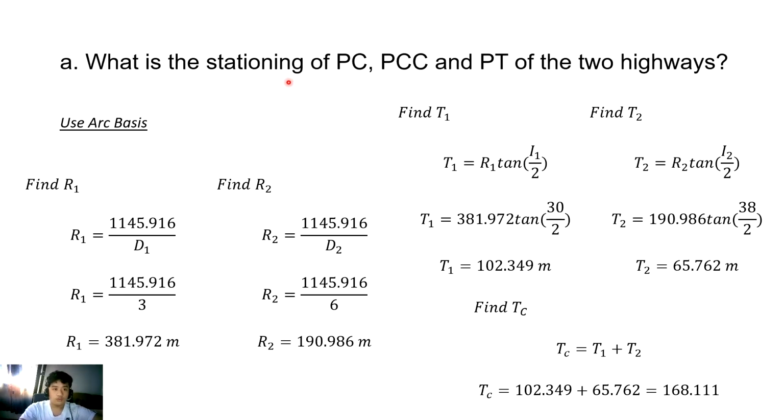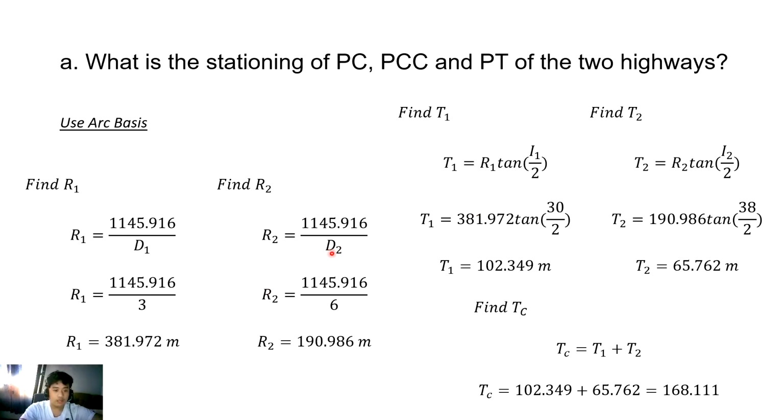So, first question, what is the stationing of PC, PCC, and PT of the 2 highways? So, since highway na naman yung given natin, gagamit tayo ng arc basis. So, same formula dun sa arc basis ng highway. 1,145.916 over D1 para makuha natin yung R1. So, substitute lang natin yung D1, yung 3 degree. So, makukuha natin yung sagot na 381.972 meters.